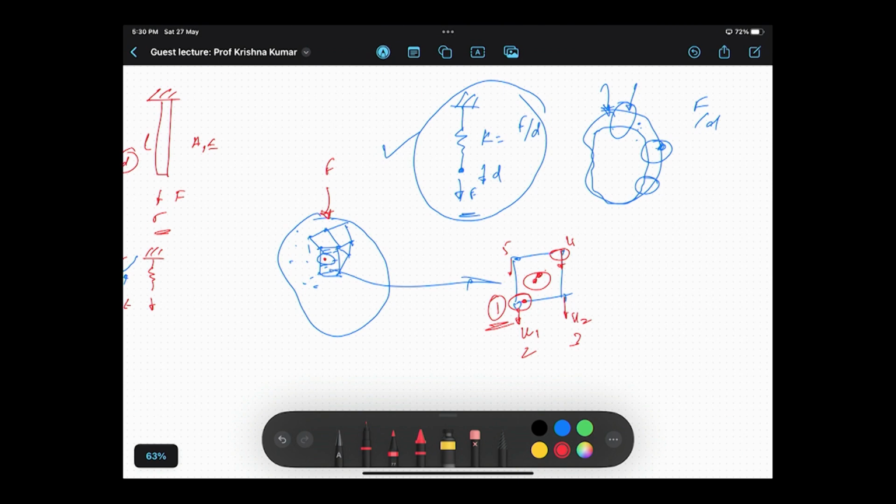Now, with these two, let me look at this expression here. K into D is equal to F. This is the equation for stiffness. And K, remember, came from my geometry as well as material behavior: AE by L.